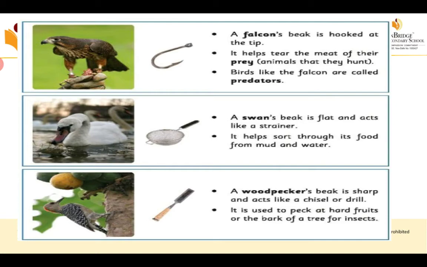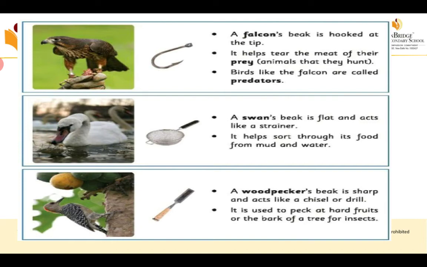See the second, the swan's beak. The swan's beak is flat and acts like a strainer. In our home we have a strainer, no? While filtering the coffee we use a strainer. The beak is like a strainer. It helps sort its food from mud and water. In the water, when it is searching for food, it can strain the food and eat.